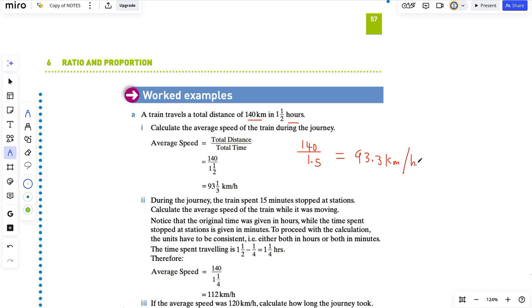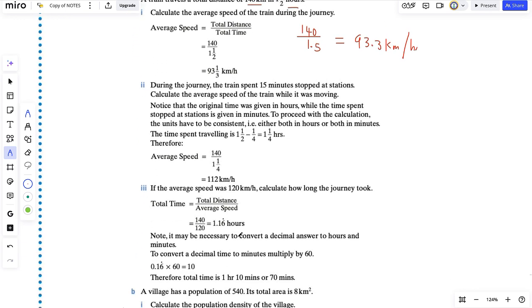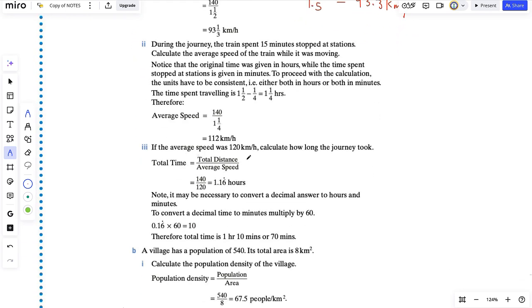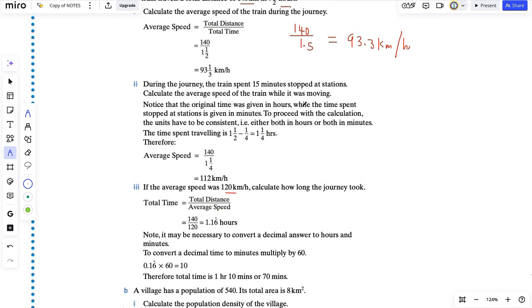So these are easy things, and they are in physics, they are in maths, so you can easily relate. Okay, now let's move on. If you give another question, if the average speed is 120 kilometers per hour, calculate how long the journey takes. They give you a new speed, and it is a continuation of where they stopped. Then you just use the formula. Time is distance over speed. The distance has been given to be 140, and then the speed is 120. You divide, you get this time.